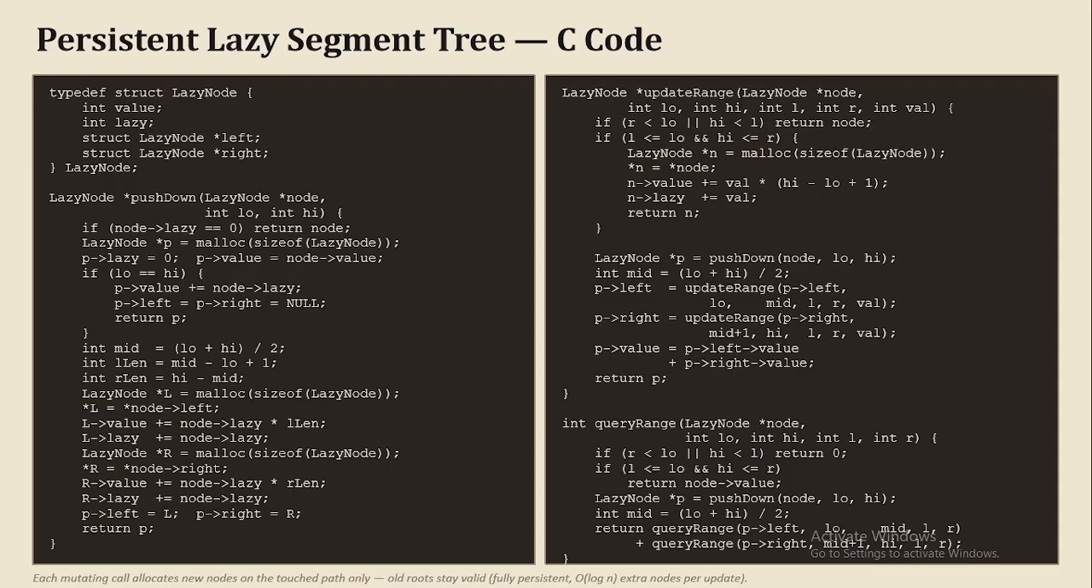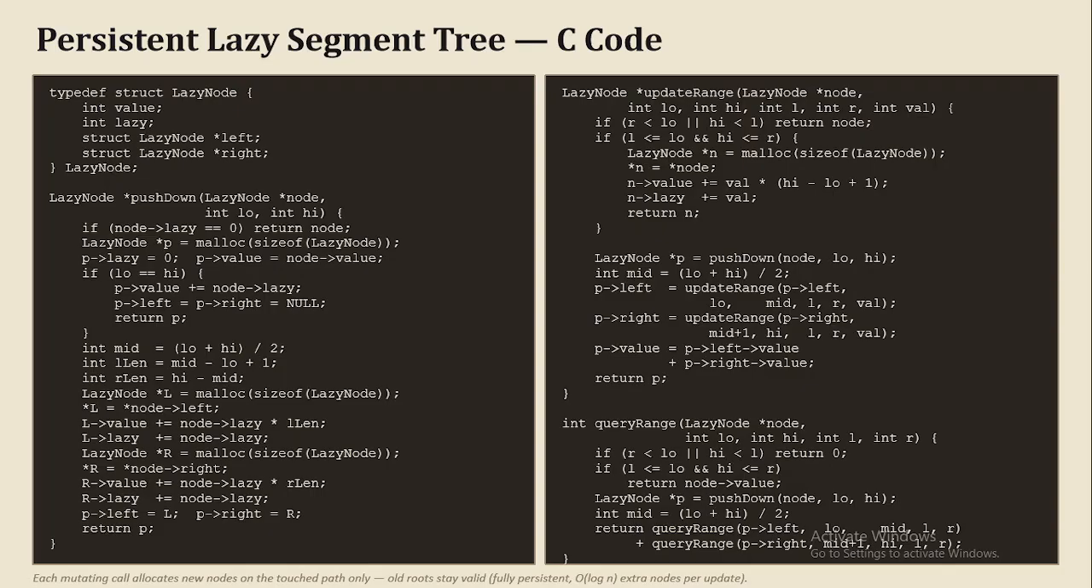This is lazy propagation in short. In this code, on the left side is the lazy part, and this is the range update, and this is the square range. Range update has three main parts.